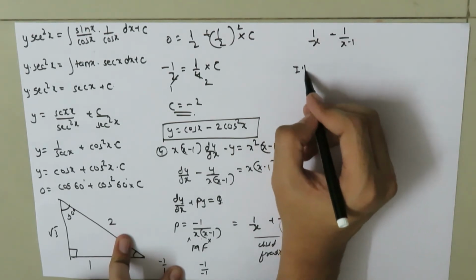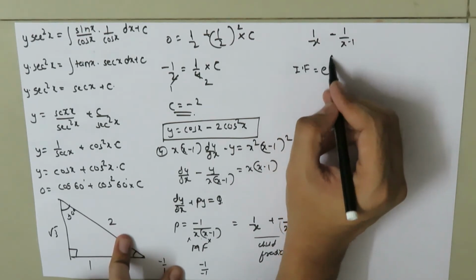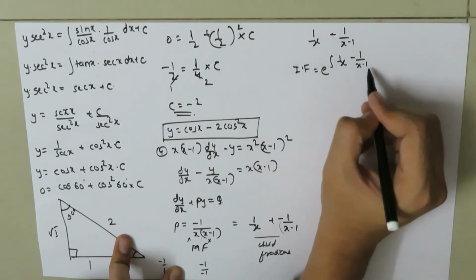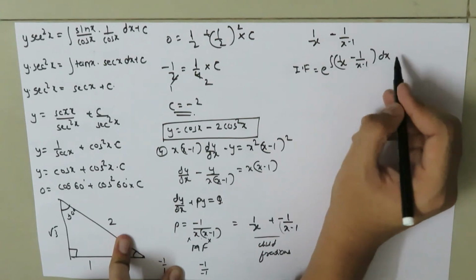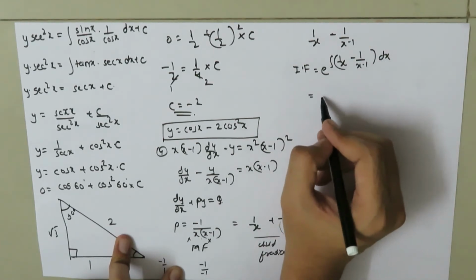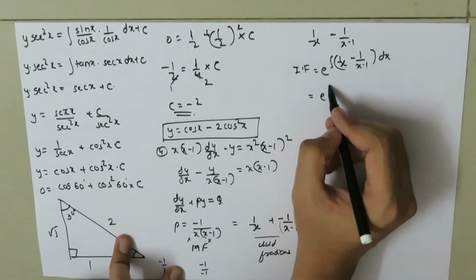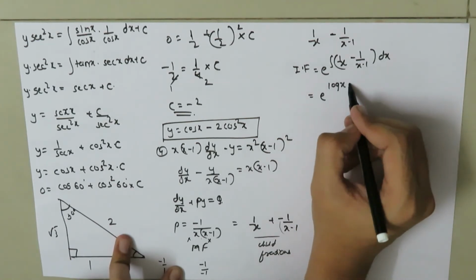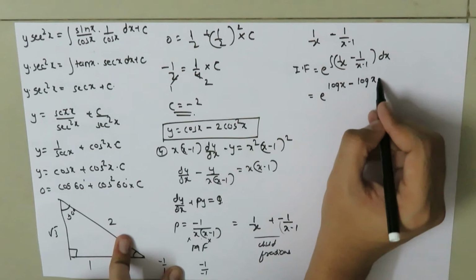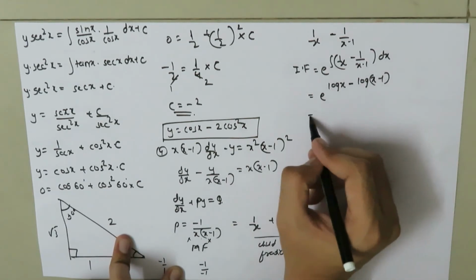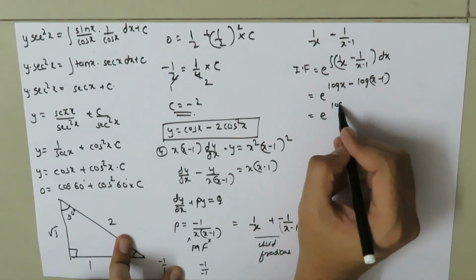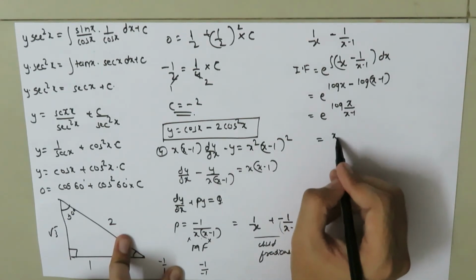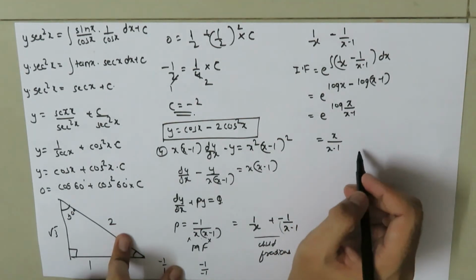So our integrating factor will be equal to e to the power integration of 1 by x minus 1 by x minus 1 times dx. So e to the power integration of 1 by x is log x minus log of x minus 1. So this will be equal to e to the power log of x divided by x minus 1, which will be equal to x upon x minus 1.